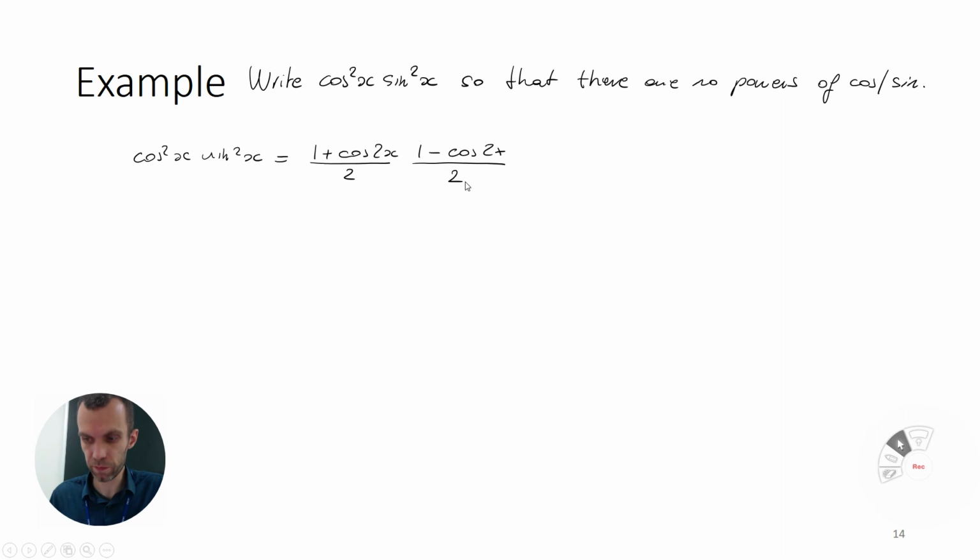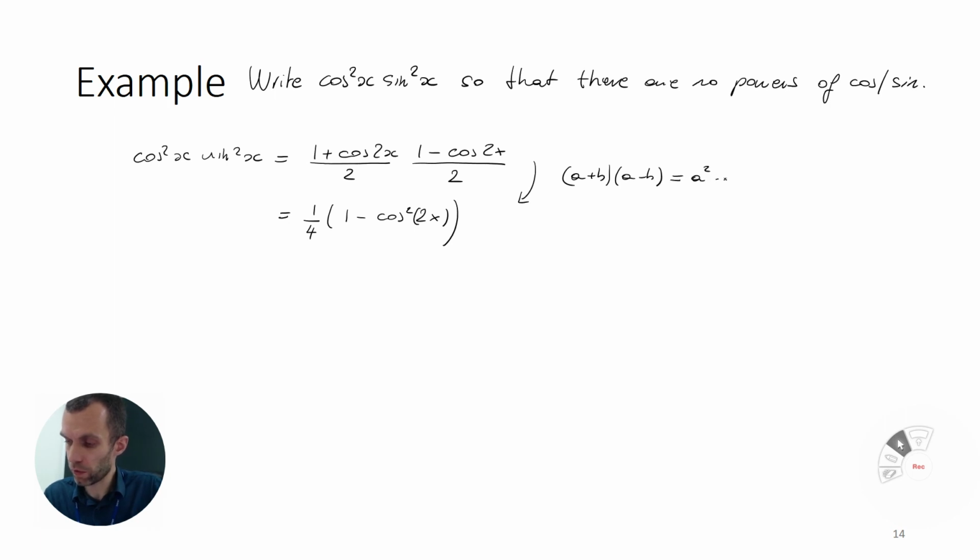And now you can work out this algebraic expression, and what you will end up with is 1 divided by 4, 1 minus cosine squared 2x. And here, in order to make this transition, I basically used the rule for difference of squares. A plus b times a minus b is a squared minus b squared.